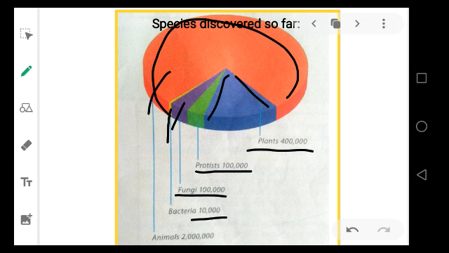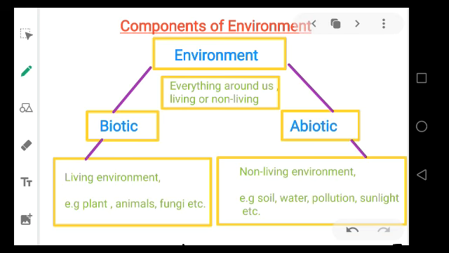Now let's move forward. Now we're going to discuss the components of the environment. First of all, you have to know what environment is. Environment is everything living and non-living around us, okay? Whatever non-living or living part is surrounding us is called environment, and it is divided into two parts. One is biotic and the second one is abiotic. Biotic means the living environment including plants, animals, fungi, and abiotic means soil, water, pollution, and sunlight.